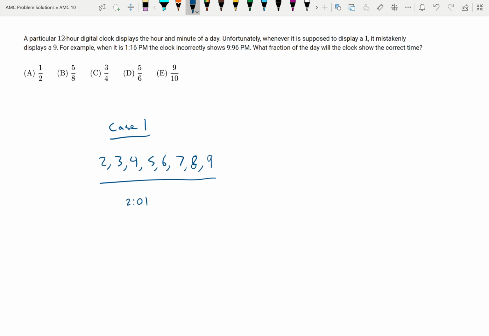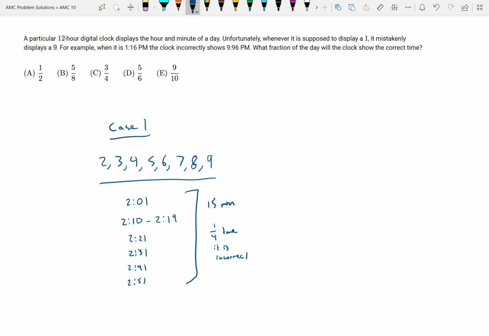And so let's look at if the hour is 2, for example. It's going to be incorrect when it's 2:01 because that's going to change to 2:09. And it's also going to be incorrect the times 2:10 to 2:19 because those all have 1s in it, as well as 2:21, 2:31, 2:41, 2:51. So if you look at all these times here, for 15 minutes of that hour, the clock is going to read the incorrect time, which is 15 minutes of 60 minutes. It's 1/4 of the time it is incorrect.